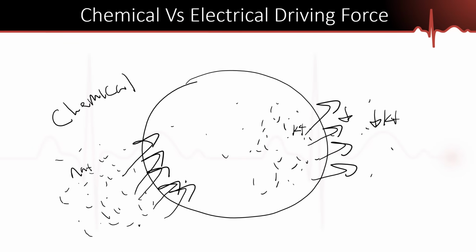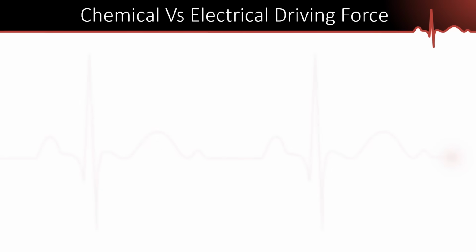With chemical driving forces, we're always just looking at the diffusion gradient. Where does the molecule want to move? It always wants to move from high to low. So chemical driving forces are simple, right? It's just a diffusion gradient. Electrical driving forces are not much more complicated, but a little bit.